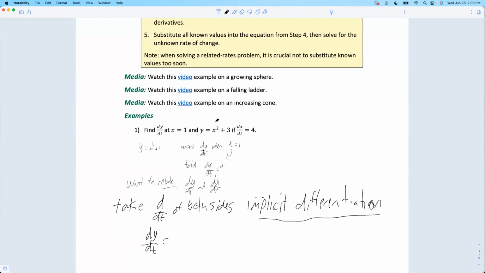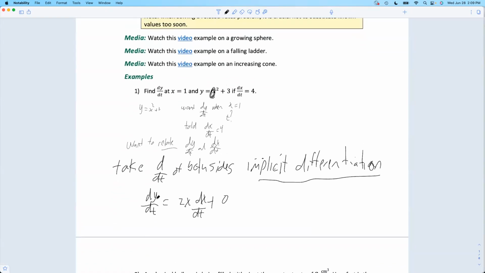Equals derivative of x squared plus 3 with respect, here's where people get messed up. I'm not taking the derivative with respect to x. I'm taking the derivative with respect to t. X is a function of t. I've got some function squared there. The derivative of junk squared is 2 times junk times the derivative of what's inside. That's my inside, x. The derivative of x with respect to t is just dx dt. Plus, and then derivative of 3 is just 0. With respect to anything, it's a constant.